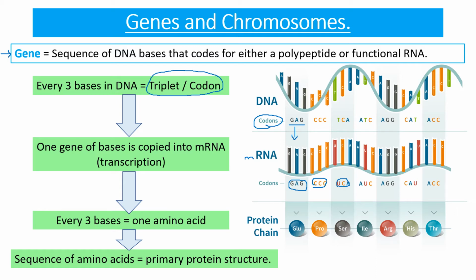Now, those 3 bases, those codons, every single triplet, every codon codes for 1 amino acid, and they'll always be the same. So, for example, GAG will always code for glutamine. So that therefore doesn't change, it's specific. So summarizing, every 3 bases in DNA is a codon. 1 gene of bases in DNA is copied into 1 gene of messenger RNA in transcription. Every 3 bases codes for 1 amino acid, and therefore the order of codons codes for the order of amino acids.